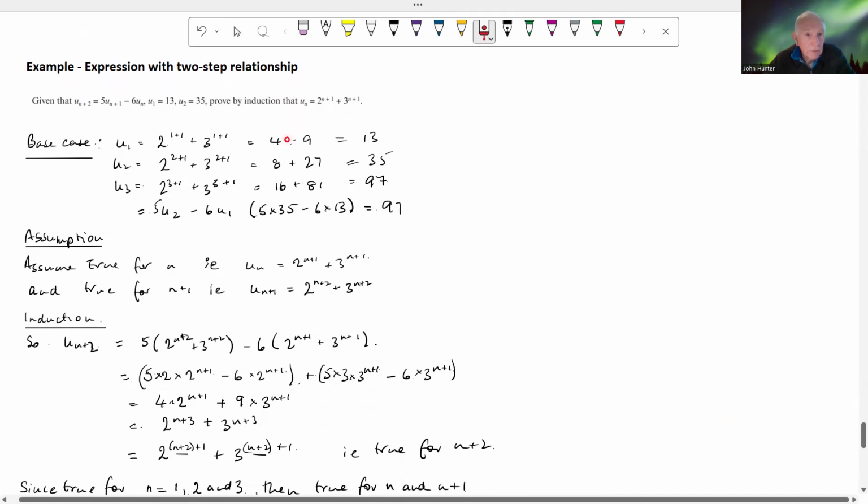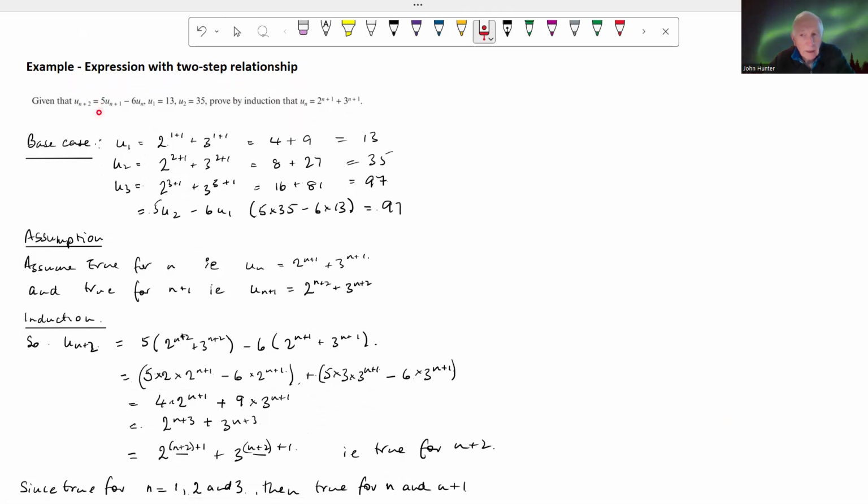Right, this is a slightly different thing. We're proving an expression, but this has got a kind of two-step relationship. I wasn't even sure what to call this, but we can see this thing that's given here involves three different subscripts: u sub n plus 2 equals 5 u sub n plus 1 minus 6 u sub n. All right, so given that that's the case, and we're given those two as well, prove by induction this.